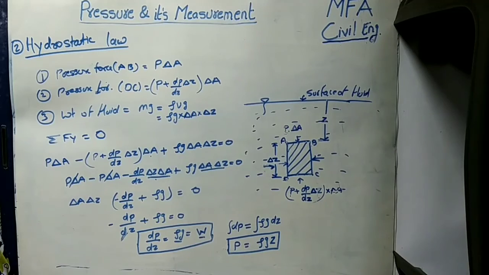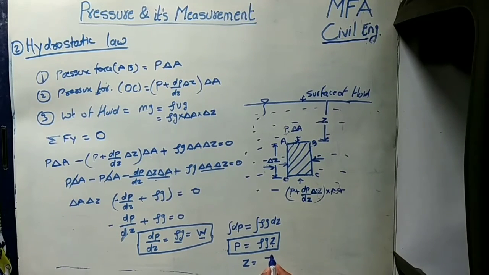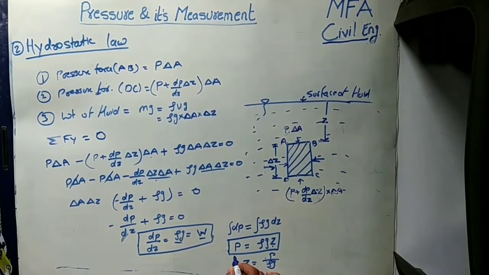Now this is the expression for the pressure force acting on a fluid element at a height of z. From this equation we can determine the height of the fluid element if we have the pressure. The height of the fluid element can be determined as pressure upon rho into g. This h is called the pressure head.